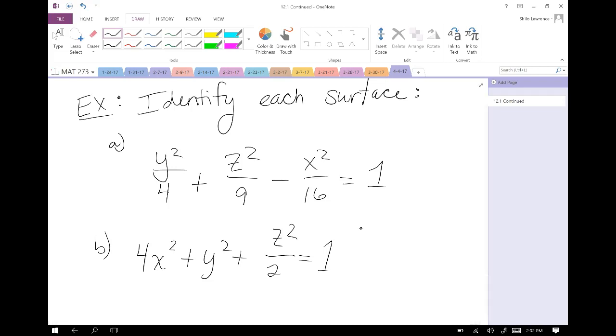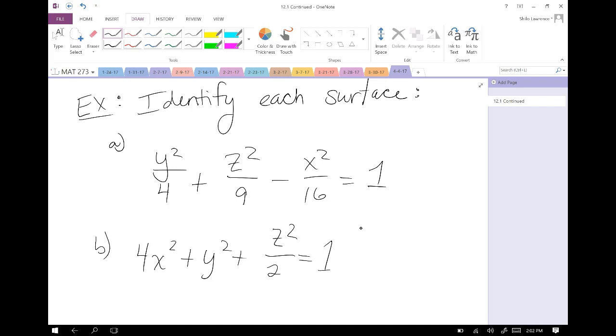You could always go through your traces really quickly and see what the traces look like. So if x is 0, we've got y squared over 4 plus z squared over 9 equals 1. What's that shape? It's an ellipse. So the yz trace is an ellipse. The xz trace, if we cover up the y, is z squared over 9 minus x squared over 16 equals 1. It equals 1, so it's not going to be lines. It's going to be a hyperbola.